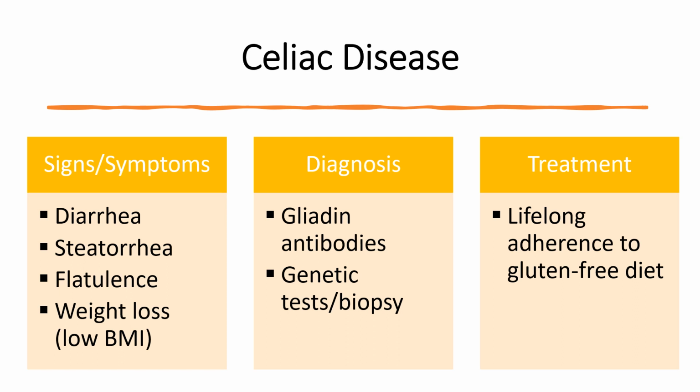So diagnostics are done. They could do blood tests that test for antibodies against gliadin, genetic tests, or biopsy. A lot of these patients end up getting a colonoscopy too. The only treatment is lifelong adherence to a gluten-free diet. So they cannot eat foods that contain wheat, rye, or barley in any form.